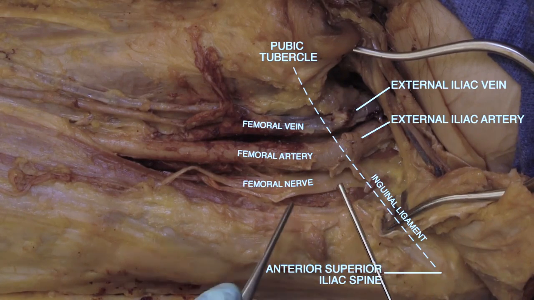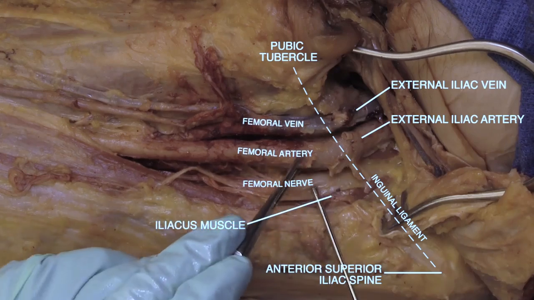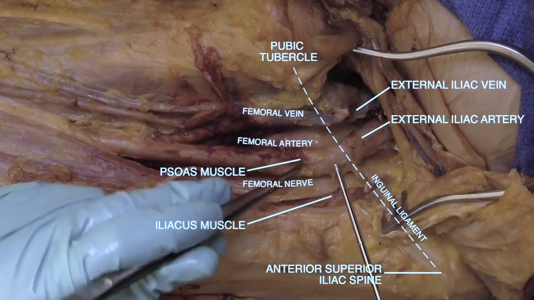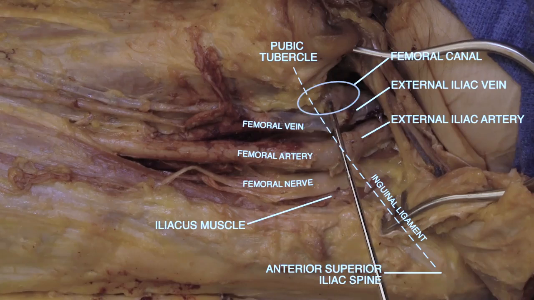Deep to the femoral nerve, we see the iliacus muscle. Deep to the femoral artery, we see the psoas muscle. Medially, we re-identify the femoral canal and show a lymph node superior to the inguinal ligament.